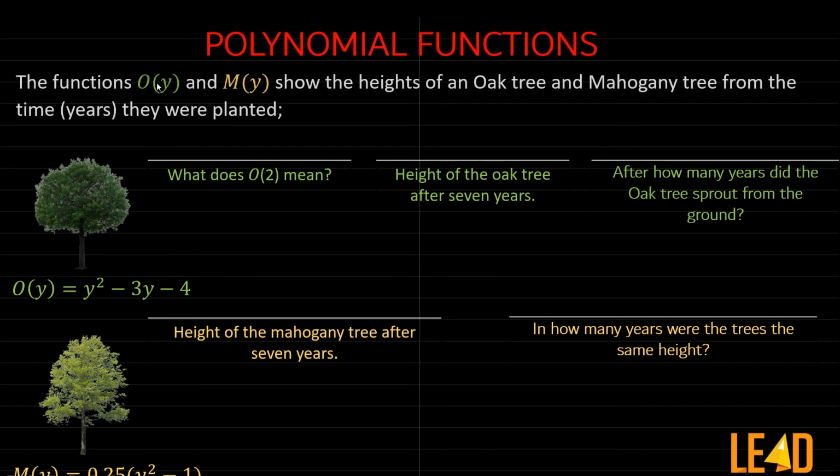Alright, the functions O of y and M of y show the heights of an oak tree and a mahogany tree from the time in years they were planted. So this function here represents the oak tree, and this function here represents the mahogany tree. Oak tree and mahogany tree. And so we are trying to figure out, okay, this is the function for the height of the tree, how tall the tree has grown, related to how long it has been.